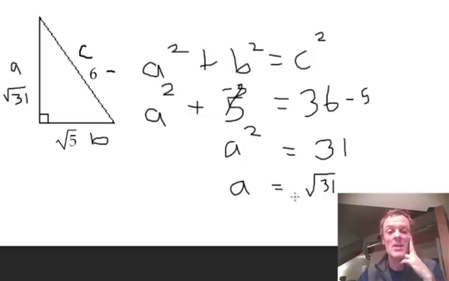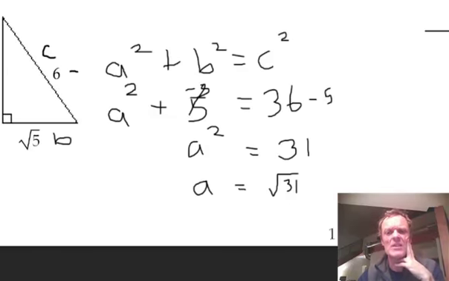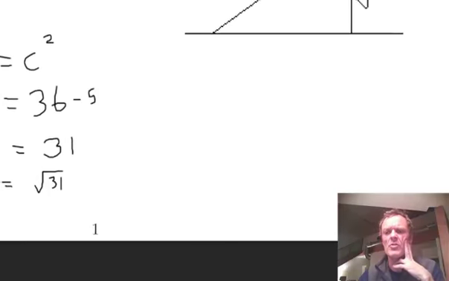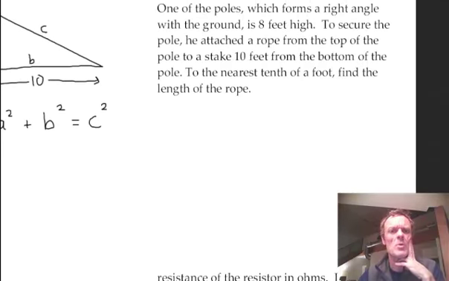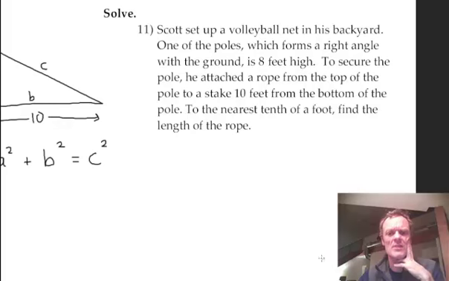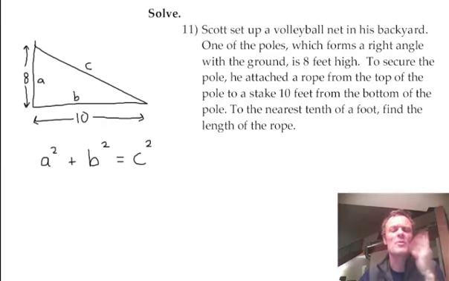Okay, so let's have a look at something that you might see on the test, a bit more of a word problem. Just scroll up here. Okay, here it is. I've set up the diagram already because there wasn't one. Volleyball net. There's a pole, it's 8 feet high. That's what I've got right here.